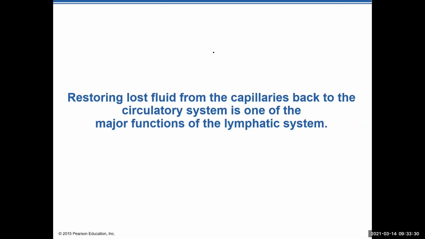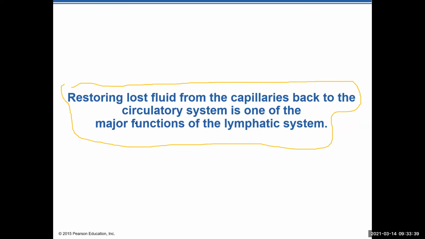So we're going to discuss now the lymphatic system. Restoring lost fluid from the capillaries back to the circulatory system is one of the major functions of the lymphatic system. I'm going to upload the next chapter. Give me a minute.